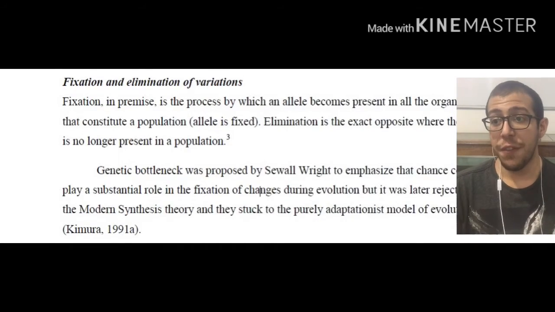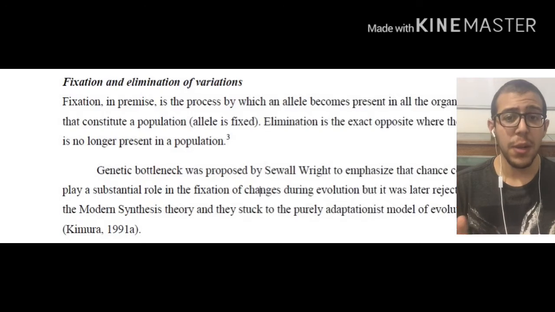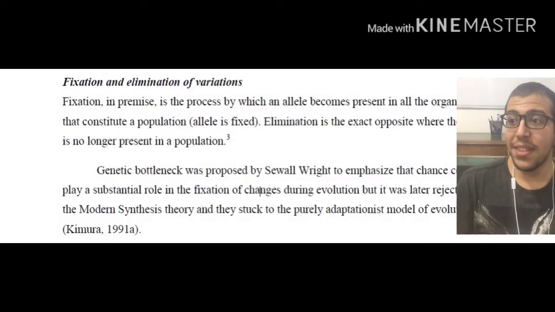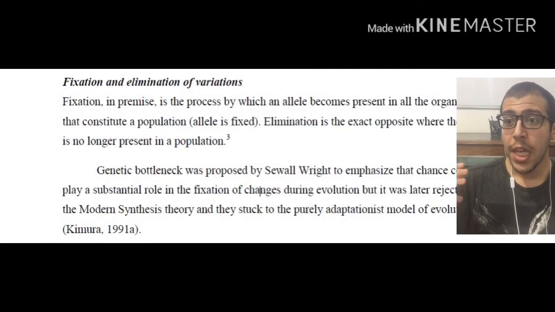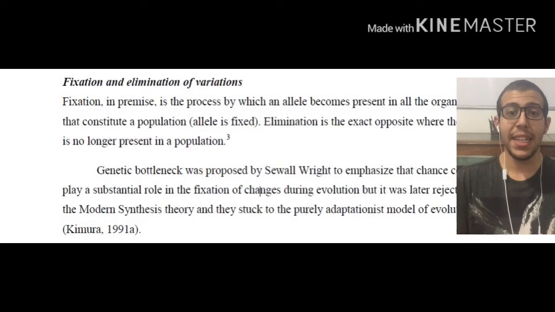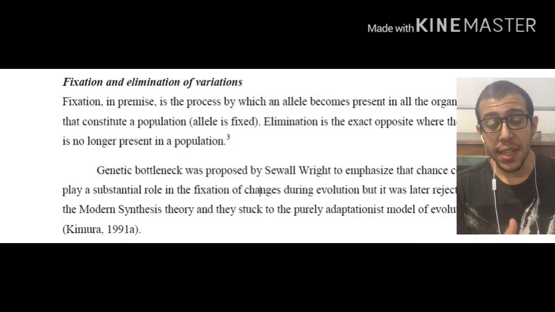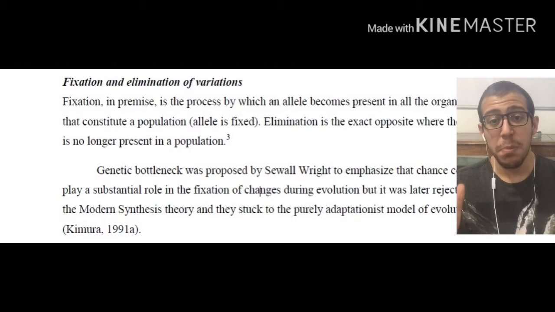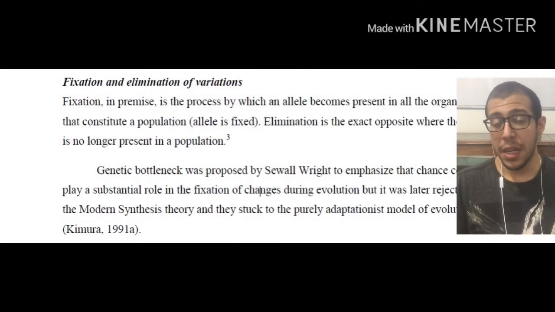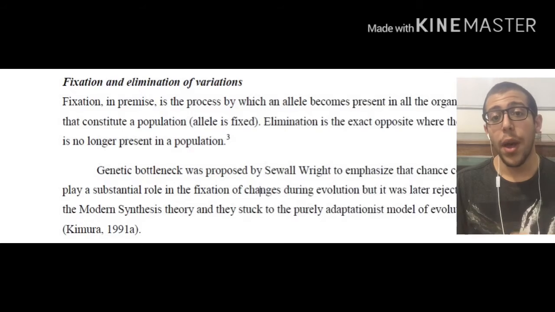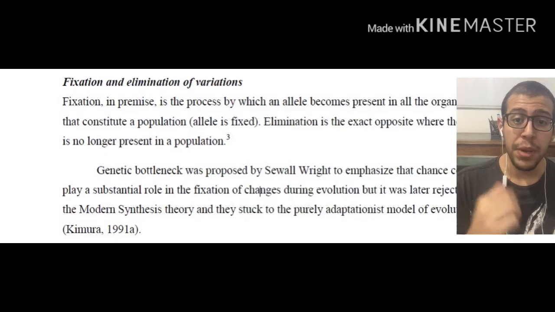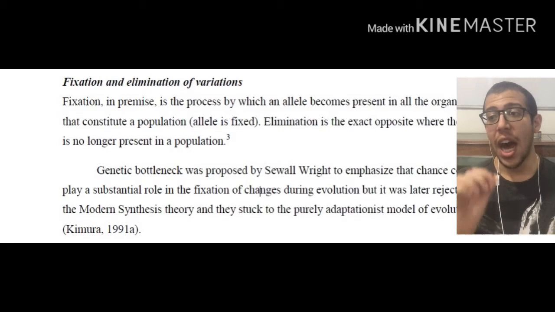Fixation and elimination of variations. First of all, let's define what fixation is and elimination. Fixation in premise is the process by which an allele becomes present in all the organisms that constitute a population. That means the allele is fixed. Basically, for example, an allele that is going to be coding for brown eyes. This allele, if it is present in 100% of the population, then we can say that this allele is fixed. However, elimination is going to be the exact opposite, where elimination is when we have no people in the population with brown eyes. In this case, we have the elimination of this allele.